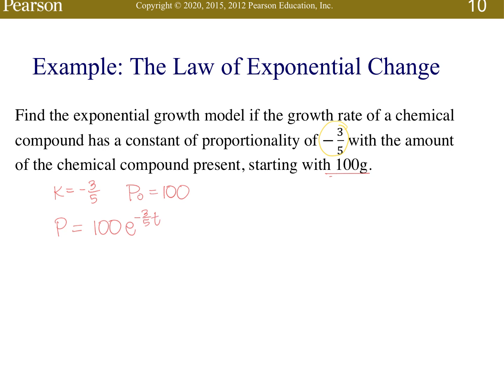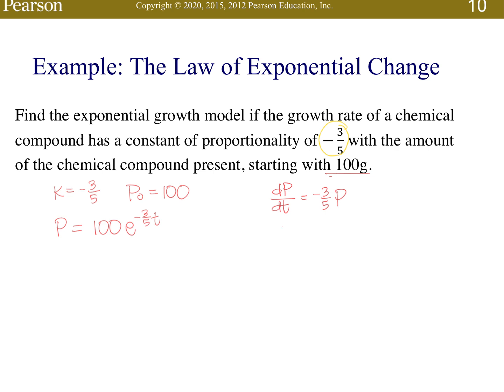And that's the model. Now, if you can't happen to remember that particular formula, you can start with dP/dt as the rate being equal to negative 3/5 of P. So that's the proportionality constant that's multiplied.